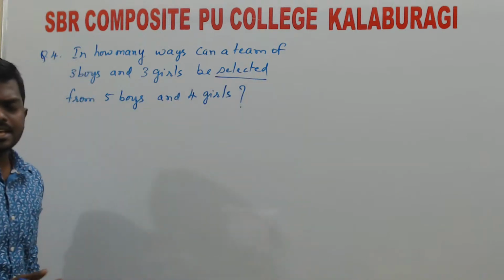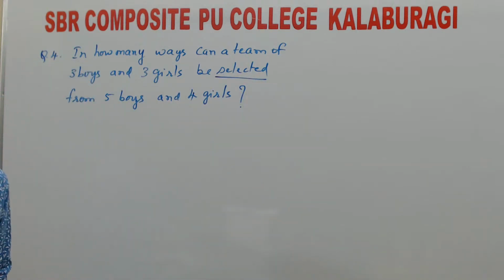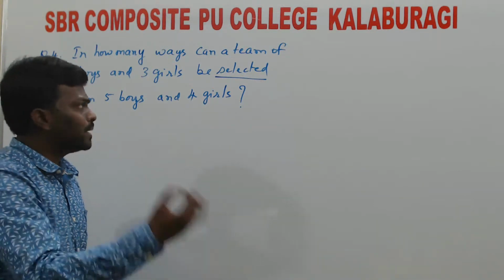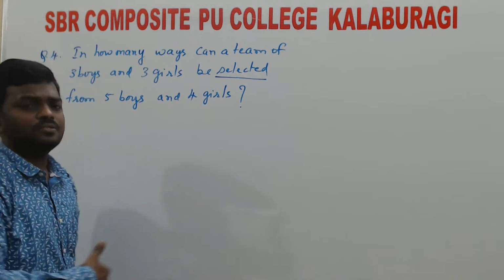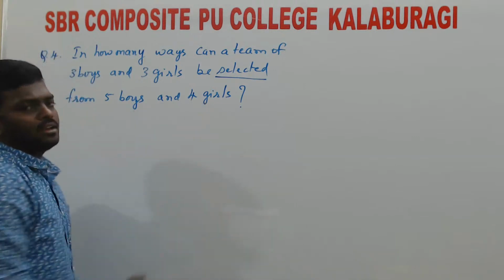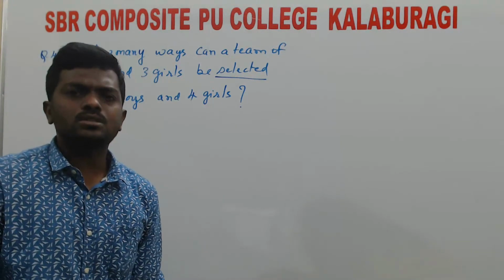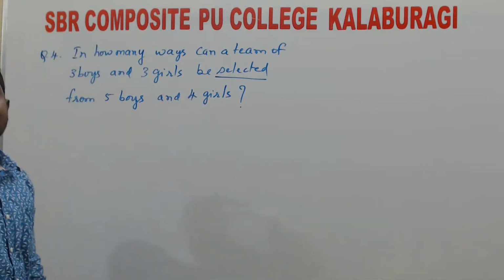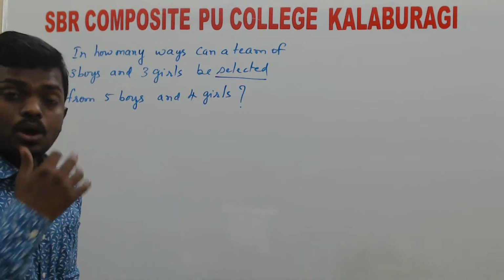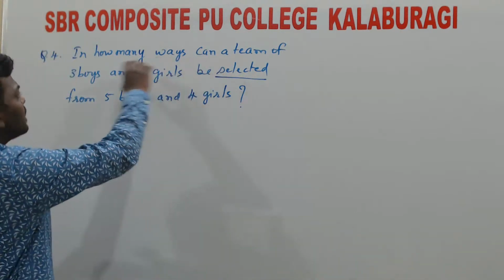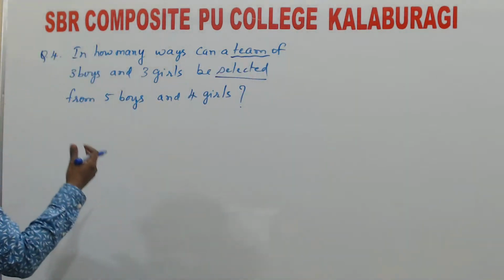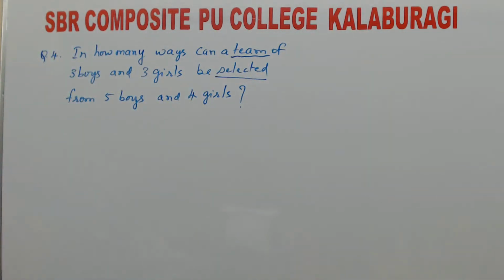So here they have given it as selection, so definitely it will be a combination only, but try to understand the question also. They are just asking us to pick 3 boys and 3 girls from a collection of 5 boys and 4 girls. So they are just asking us to select. They are not asking anything further. So by this we can understand it's a case of combination. So in how many ways can a team of 3 boys and 3 girls be selected from 5 boys and 4 girls?